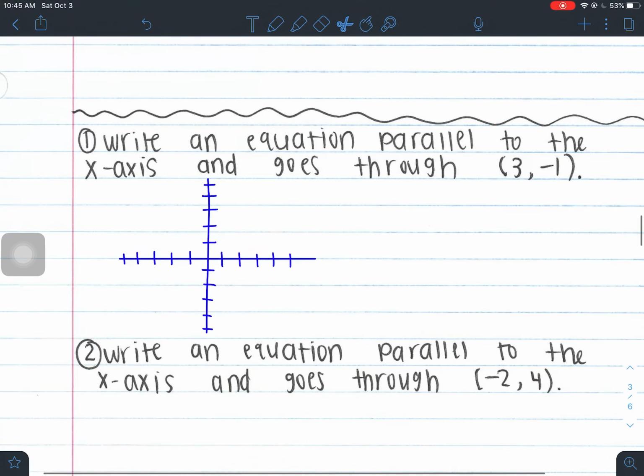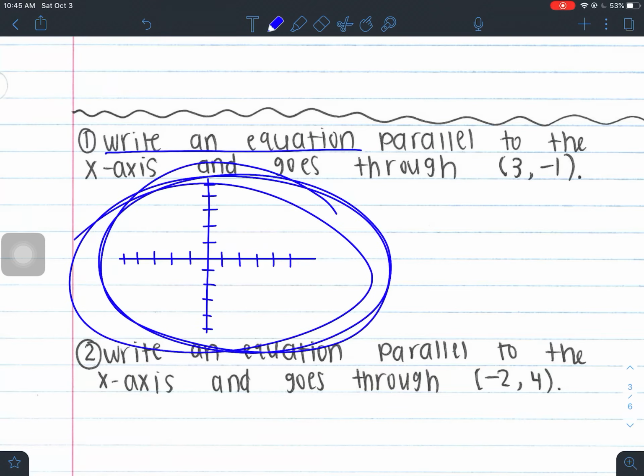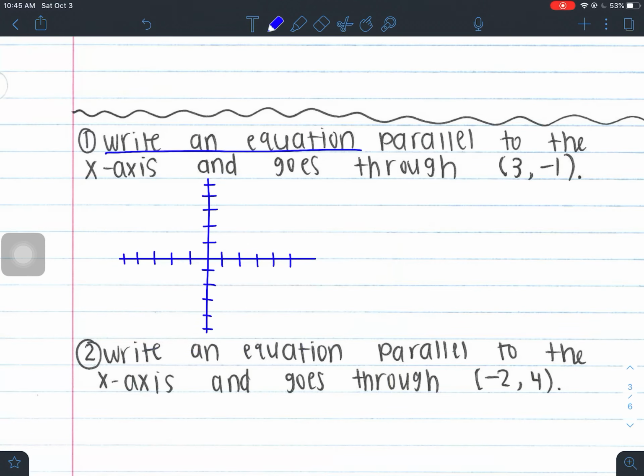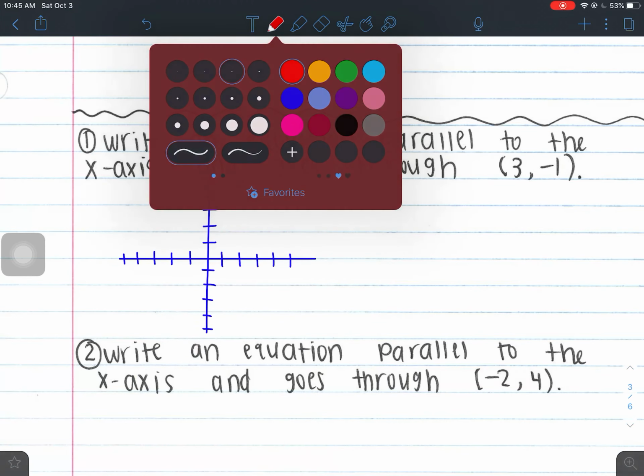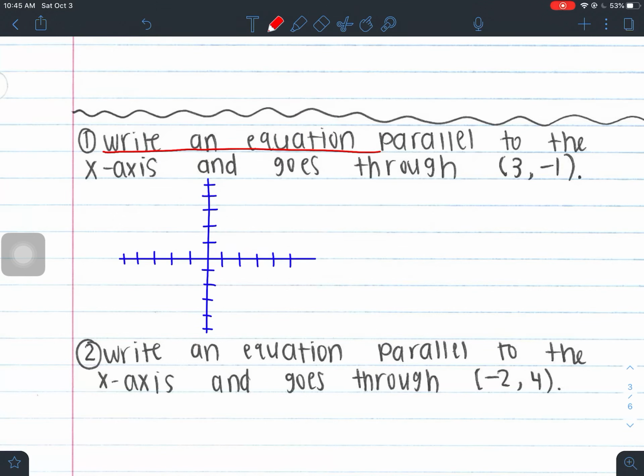So now why am I drawing a graph? Because this is not a normal problem. If it's not a normal problem, draw a graph. It really, really helps. It helps you visualize and makes it go a lot quicker. Now you're asked to write an equation, so at the very end of this, you have to have an equation written, and that is your answer. This picture is not the answer. So make sure you actually write the equation. I'm going to underline write an equation just so we remember.